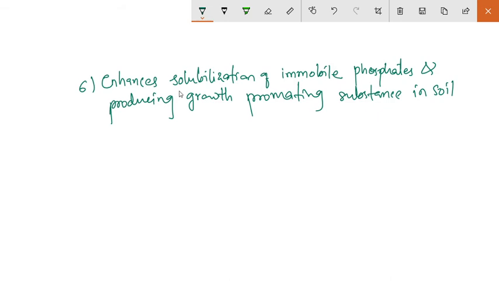It enhances solubilization of immobile phosphate. म्हणजे फॉस्फेटची टेंडन्सी असेल जमिनीमध्ये फिक्स होण्याची, तर तो मग या ठिकाणी इमोबाईल होतो. मग त्याला सोल्युबलाइज केलं तर प्लांट त्या ठिकाणी ऍब्सॉर्ब करू शकतात. म्हणून it enhances the solubilization of the immobile phosphates, and it produces a certain growth hormone or growth promoting substances in the soil. Okay, so which helps the plant to improve its growth.